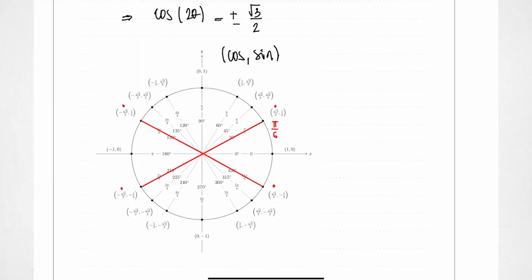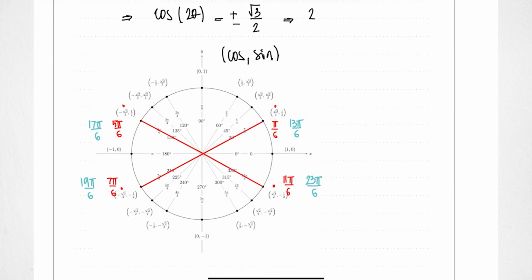If these solutions are pi over 6, 5 pi over 6, 7 pi over 6, and 11 pi over 6, when we go around once more, we're going to have pi over 6 plus 2 pi over here, which is 13 pi over 6. Then also over here, 5 pi over 6 plus 2 pi, which is 17 pi over 6, then 19 pi over 6, and 23 pi over 6. And by the way, this is 11 pi over 6.